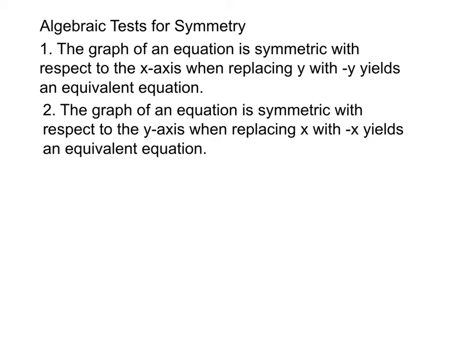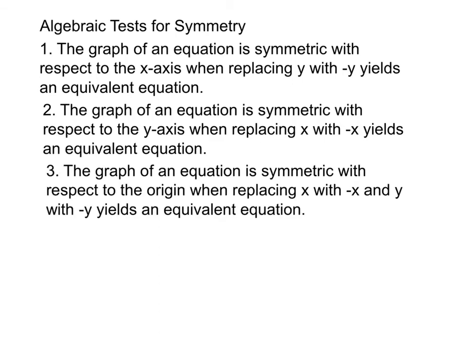Now what I mean by an equivalent equation is the equation doesn't change from what it was originally. So if I make that substitution and I still have exactly the same equation as I had before, that's what I mean by an equivalent equation. And the last case is the graph of an equation is symmetric with respect to the origin when replacing x with -x and y with -y yields an equivalent equation. So in this case, we replace both x and y with the negatives and the equation stays the same.